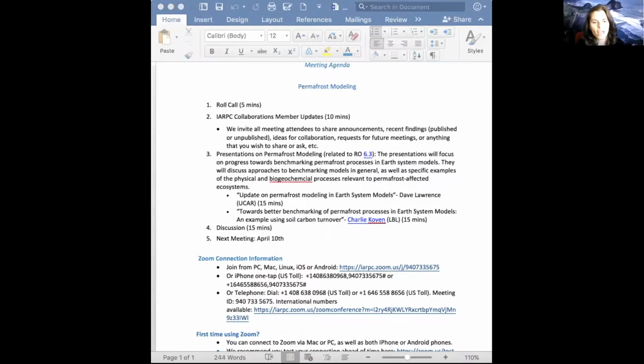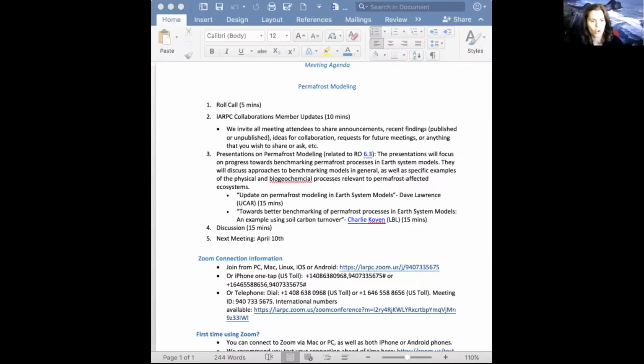Dave will start out today. As he said, he is at the National Center for Atmospheric Research. He's a scientist in the Climate and Global Dynamics Laboratory there. He received his PhD from the University of Colorado in Atmospheric and Ocean Sciences, and then did a postdoc at the University of Reading in the UK. He's been at NCAR since 2003. Dave will give an update on permafrost modeling and Earth system models.